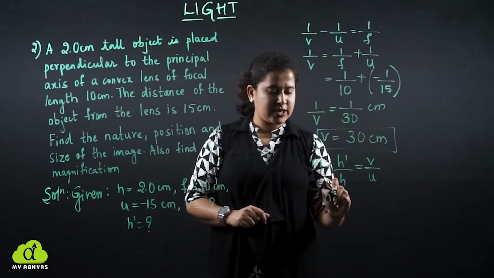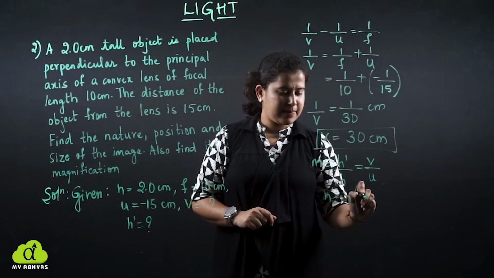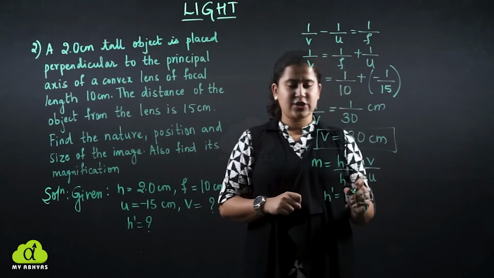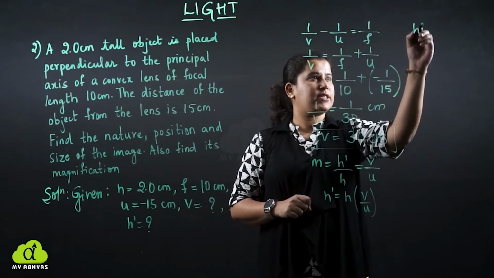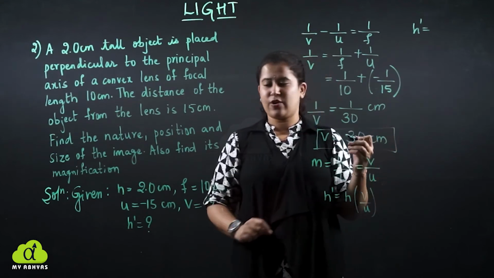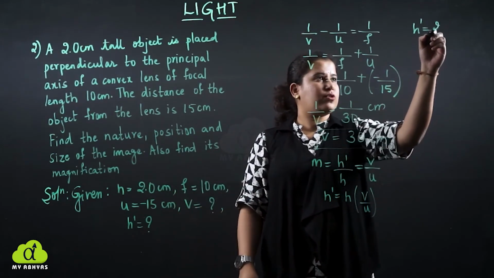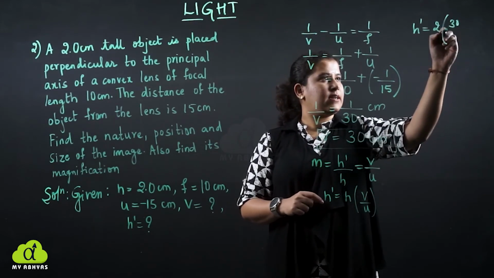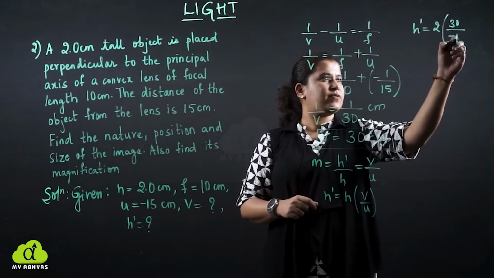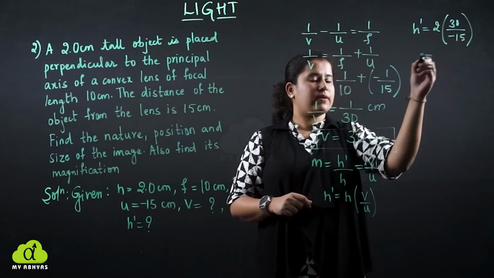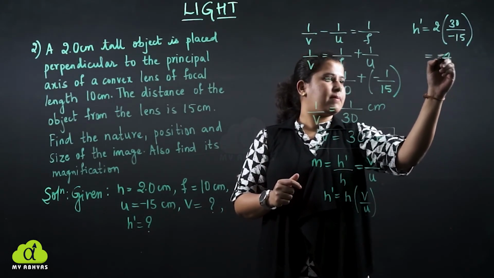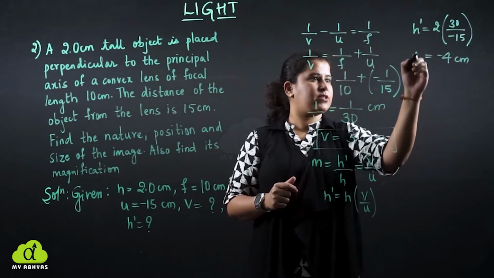So what happens? H dash is equal to H into V by U. Okay, so after H into V by U, what do I get? H dash is equal to, what is the value of H? It is nothing but 2. So 2 into V, where the value of V is 30, divided by the value of U, which is minus 50. So when I solve this, you will get it around minus 4 centimeter, which is H dash.